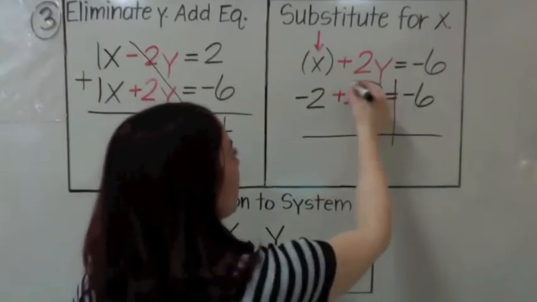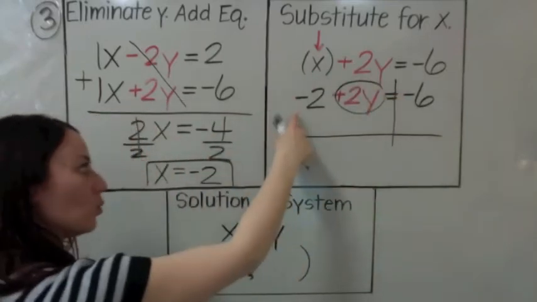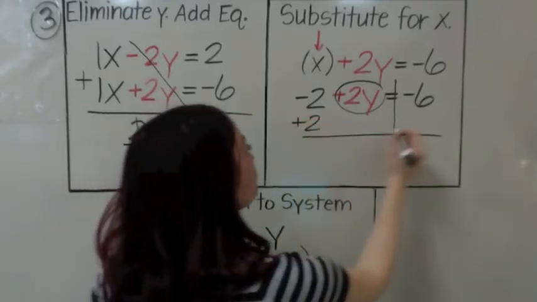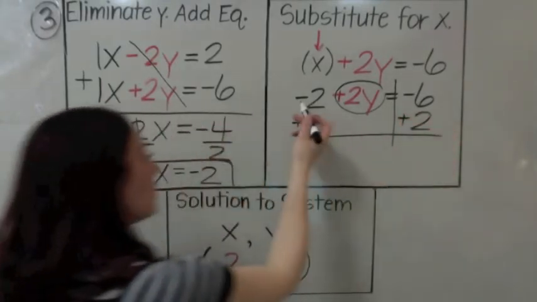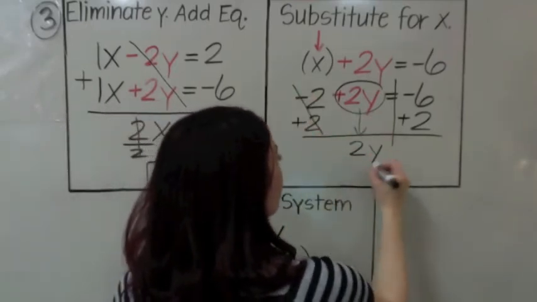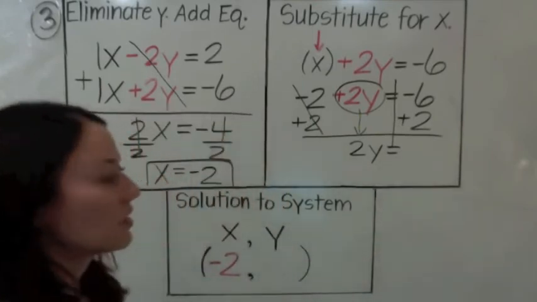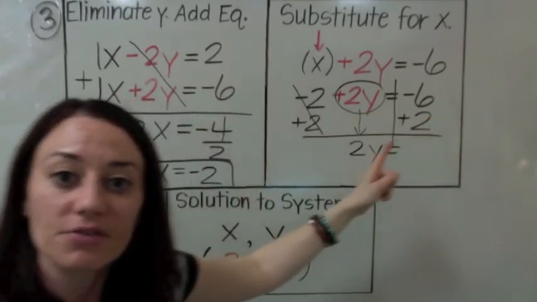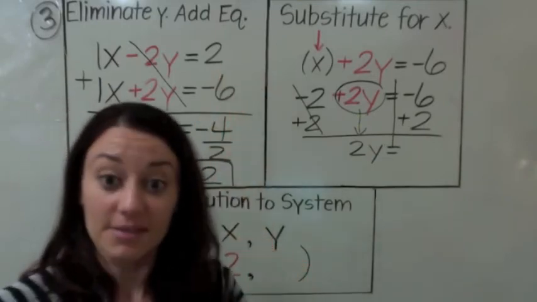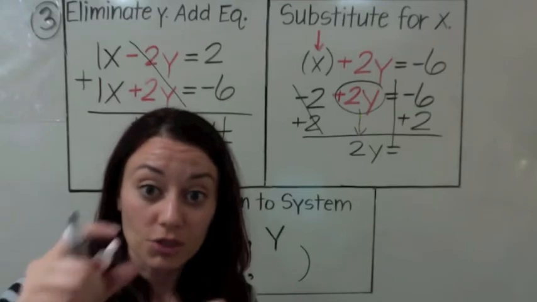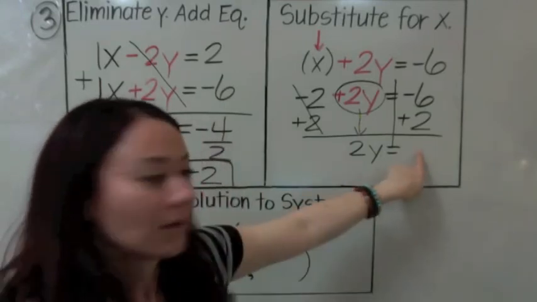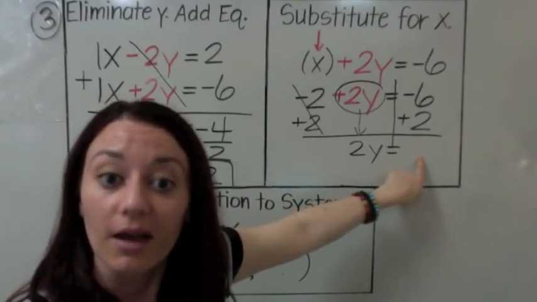Okay, circle 2y, that's what we're looking for. Then we say, what is the opposite of -2? It's +2. A -2 and a +2 make 0. Bring down 2y. 2y now equals, hey, is this the same? -6 and +2? And 2, +2 and -6? Are they the same? Aren't they just switched? Uh-huh. So what is it? Negative what? -4.